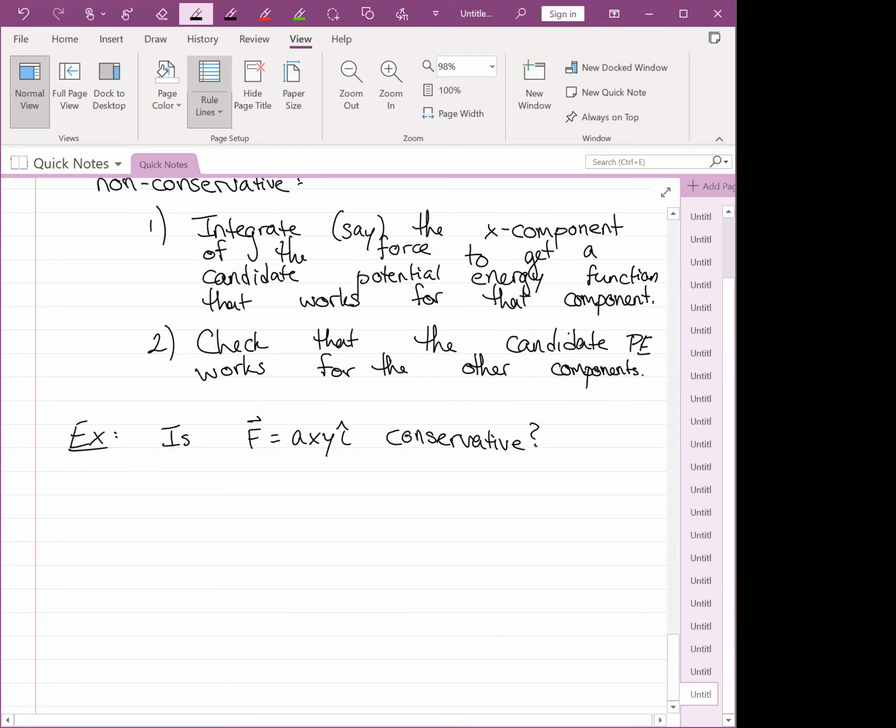So we're going to try to find U of x and y such that its gradient gives us this force. Step one: we want AXY, which is the x component of the force, to be equal to the negative partial derivative with respect to x of some potential energy function U of x and y.